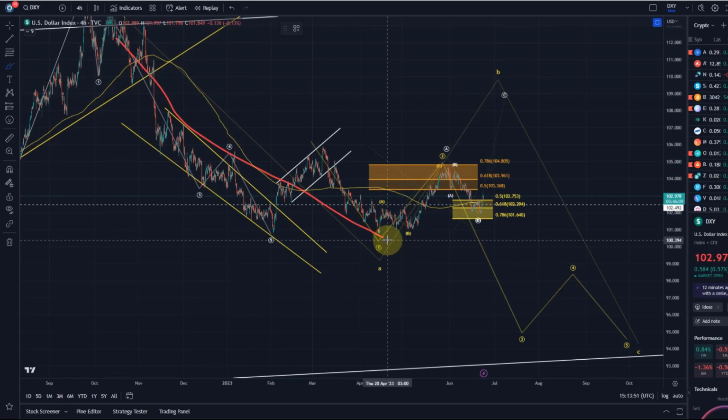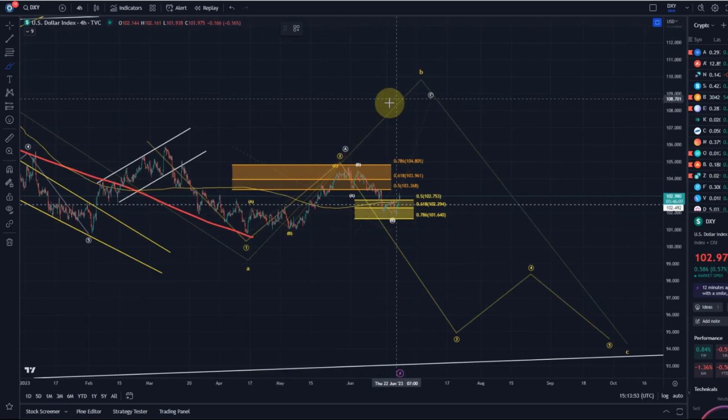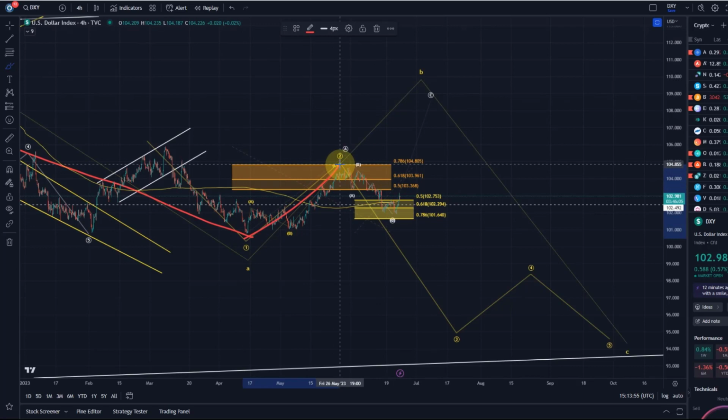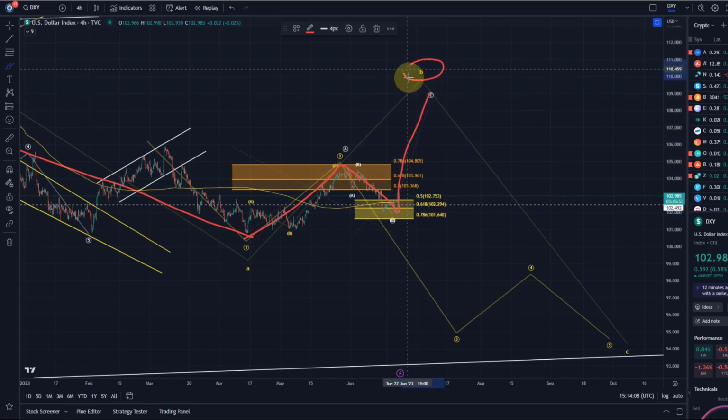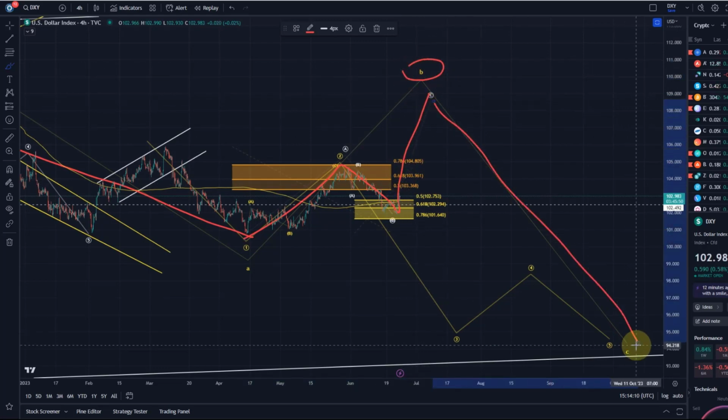Then a B wave to the upside, highlighted here in white, ABC, A wave to the upside, which peaked also here in the trend reversal area, came down into support, and is already doing the turnaround in maybe a C wave to the upside, forming a higher B wave, which could then result in a move down.